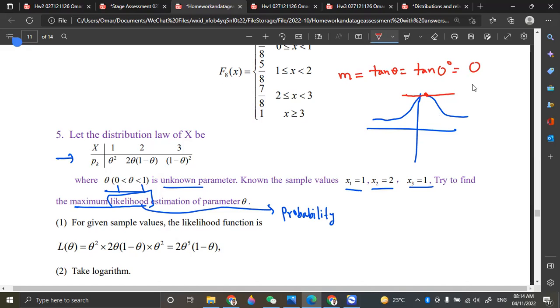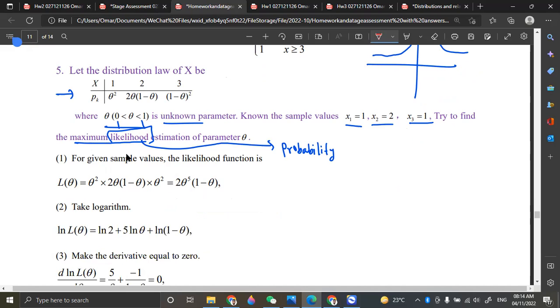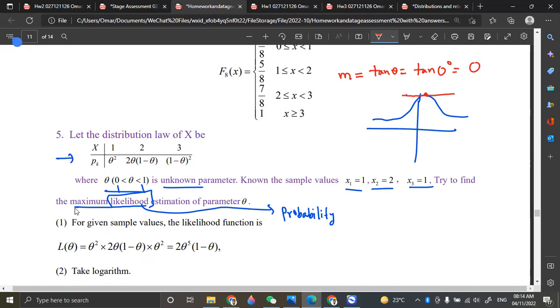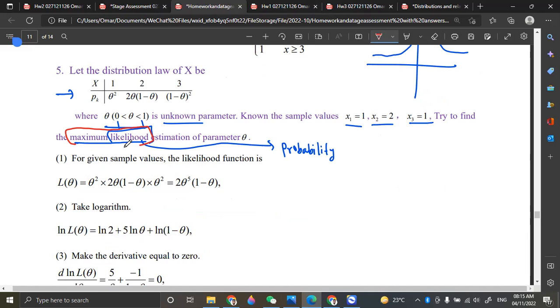So here the derivative will be 0. So we have to find that derivative here, for the first question. To find the maximum likelihood means to find the derivative at here, and the derivative will be 0. So now let's see how I calculate. Where is the question? You have to find the maximum likelihood estimation of parameter theta.